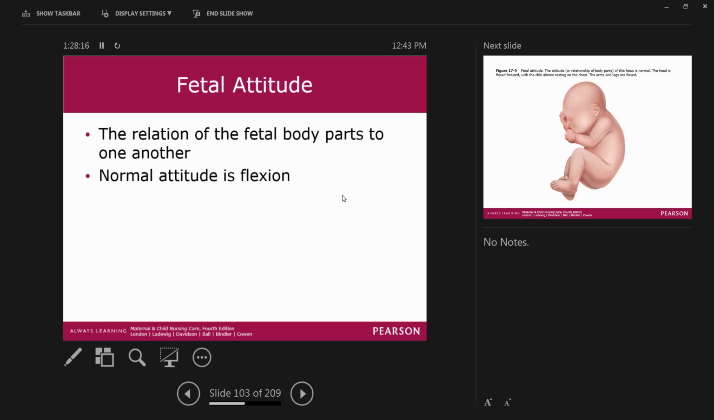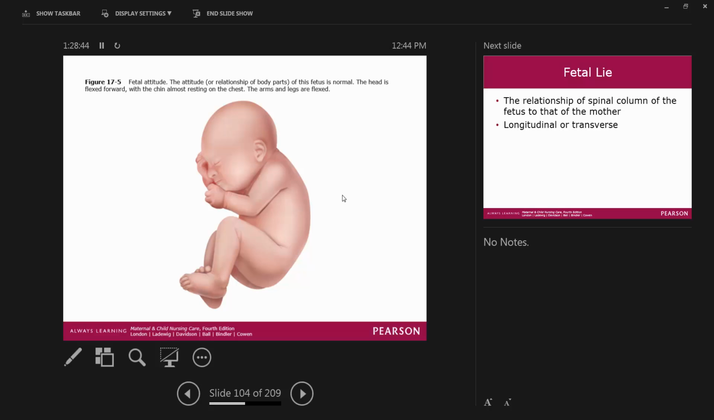Now, when we talk about fetal attitude, we're talking about the relationship of the baby's parts to itself. So, if baby's attitude is flexed or normal, then, you know, this is the fetal position. Baby's all tucked up, okay? If they're not flexed, then the baby's just laying in there like a rag doll, and that's not good. That's not good for trying to deliver a baby. So here's what it looks like. This is a normal attitude, or a flexed attitude, okay?